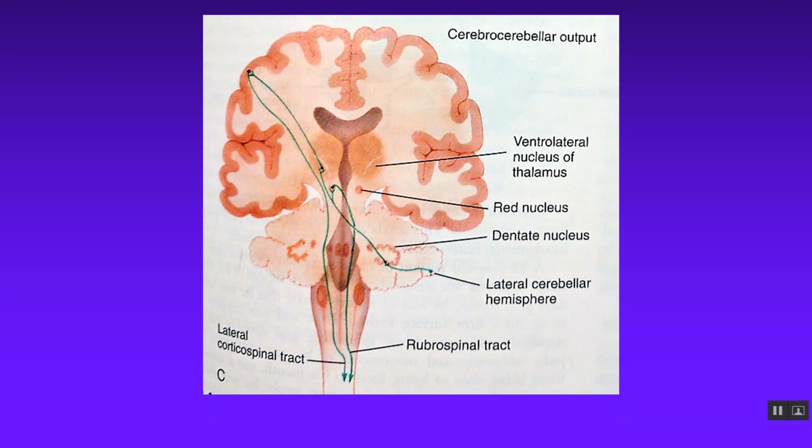And then this is what I drew out the other day on that little blank diagram, as far as here's the cerebrocerebellar output coming from the lateral cerebellar hemisphere, projecting to the dentate. The dentate projects up to both the red nucleus, but also to the thalamus, and then the thalamus projects up to the motor cortex to influence the lateral cortical spinal tract coming down, and the medial cortical spinal tract a little bit coming down from the cortex. But mainly lateral, because mainly distal. Okay.